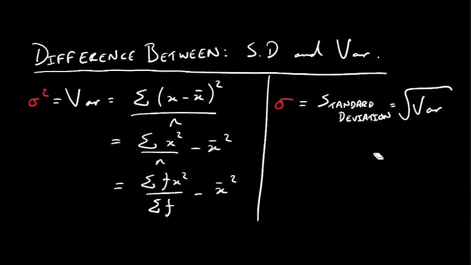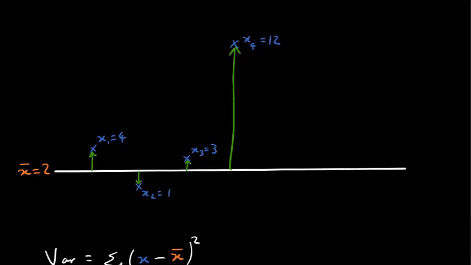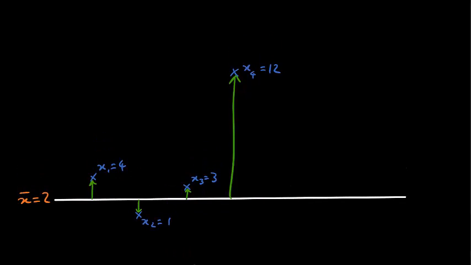Well, let me try and show you with this example here. I've got the mean, which is this white bar here, and I've currently got the mean to be 2. It doesn't really matter.